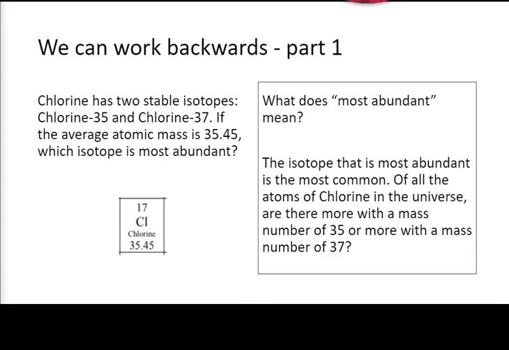So before we start talking about how to answer the question, let's take a moment and talk about what most abundant means. Most abundant is another way of saying the most common. So what this question is looking for is, of all the atoms of chlorine in the universe, are there more with a mass number of 35 or more with a mass number of 37? And we're going to determine that based on the average provided to us in the problem, but also on the periodic table.